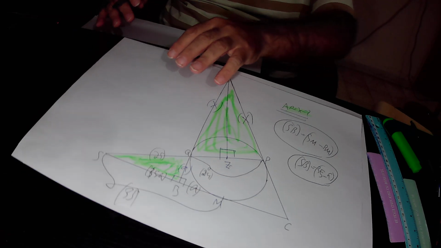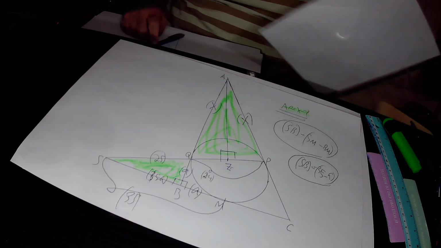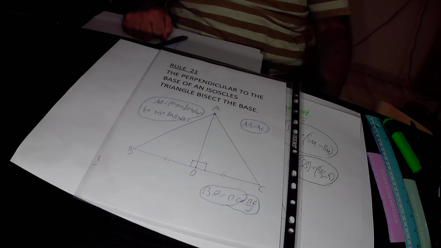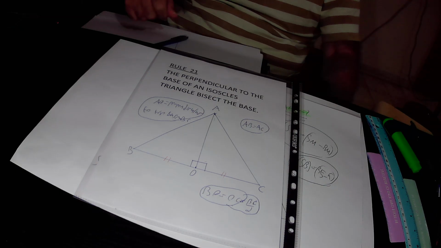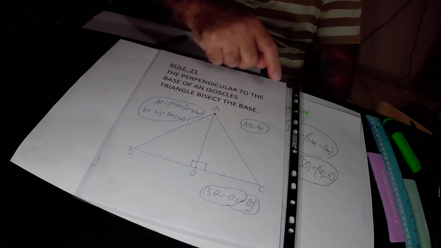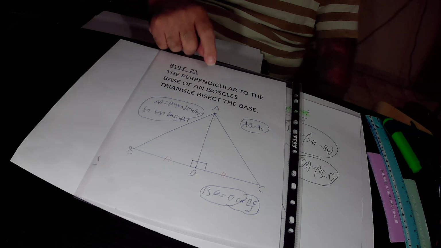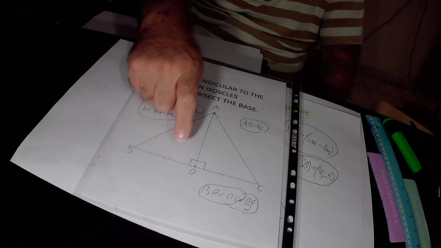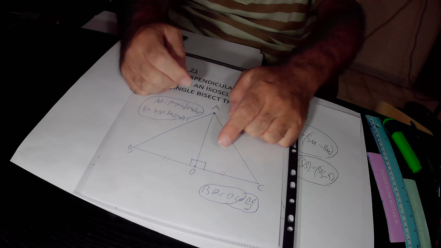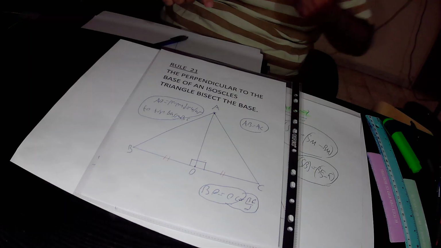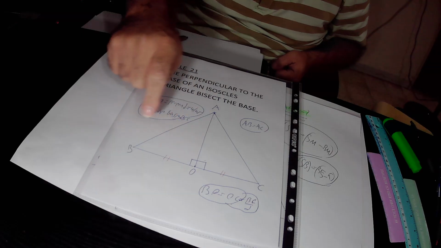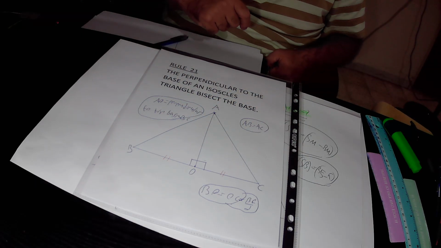So this is rule 21. According to rule 21, the perpendicular to the base of an isosceles triangle bisects the base. In the drawing, triangle ABC is an isosceles triangle because side AB equals side AC. From point A, we draw the perpendicular AO to the base BC. So this angle equals 90 degrees, and this angle also equals 90 degrees according to our construction. According to rule 21, the perpendicular AO bisects base BC of the isosceles triangle ABC.